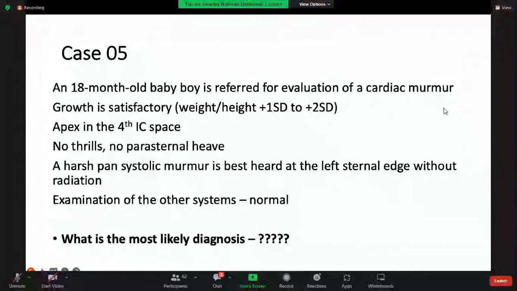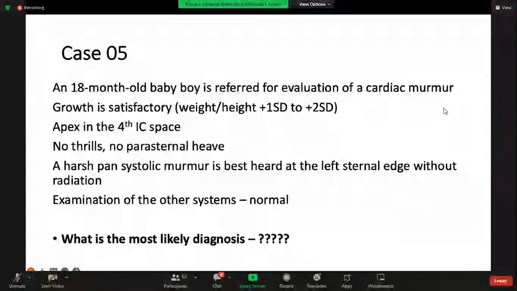Anyone? What is the likely diagnosis here? Madam, VSD, ventricular. Okay. Why do you think it's a ventricular septal defect? It's a pansystolic murmur heard at the left sternal edge, madam. All right. And do you think it's a complicated one, uncomplicated one, just a simple VSD? What do you think? An uncomplicated simple VSD, madam.